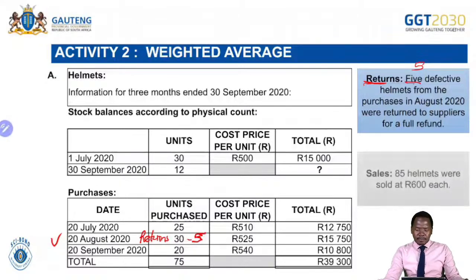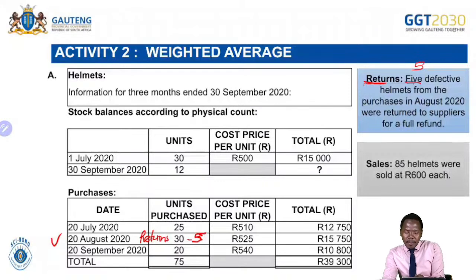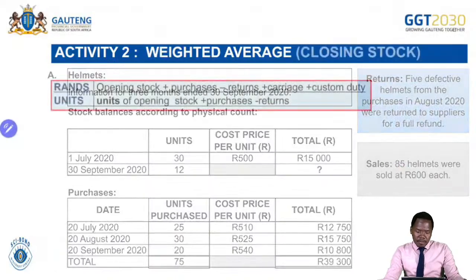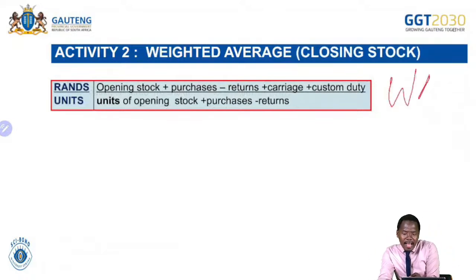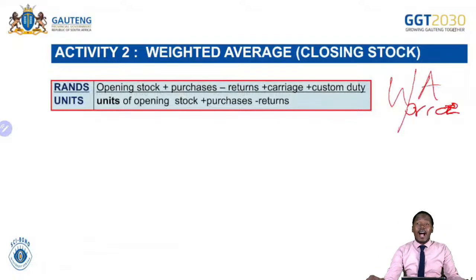Now, moving on. We sold 85 helmets. It's important, Grade 12, to know how many we sold. We sold 85, and the price of each was 600. Now, how do I calculate my closing stock? First step, Grade 12, is for me to know the formula for calculating my weighted average, because I must first find my weighted average price. That is what I need to do, Grade 12. Find my weighted average price. We have discussed the formula already, Grade 12. Please remember the formula.